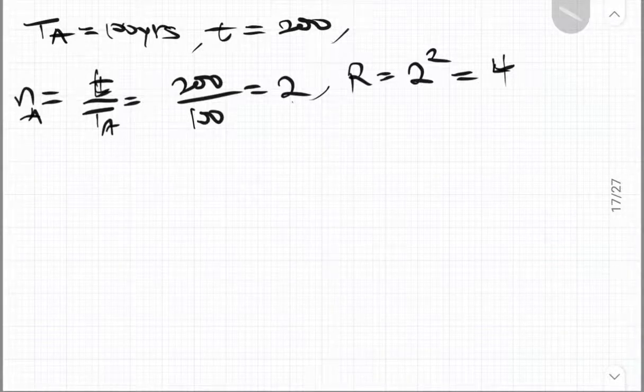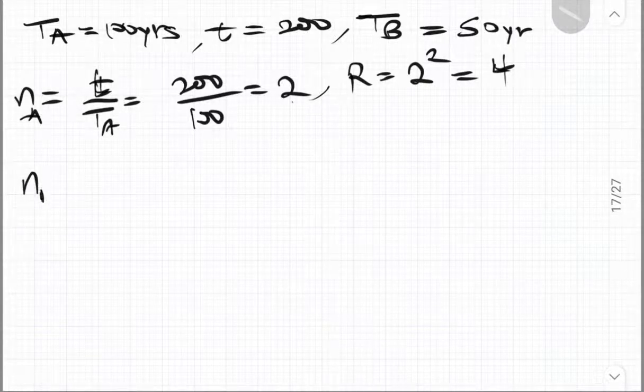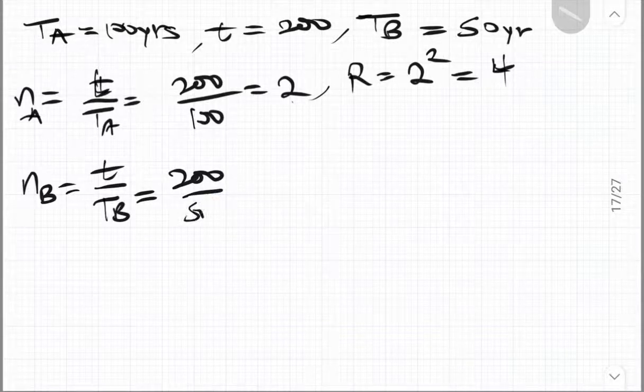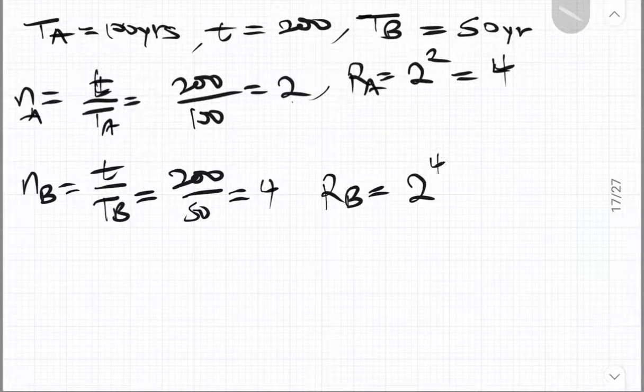Now, since we know that T_B is 50 years, that means n_B will be small t over T_B, which is 200 over 50, which is 4. That is for B. That means R_B will be 2 to the nth power, which is now 2 to the 4, so we have 16.